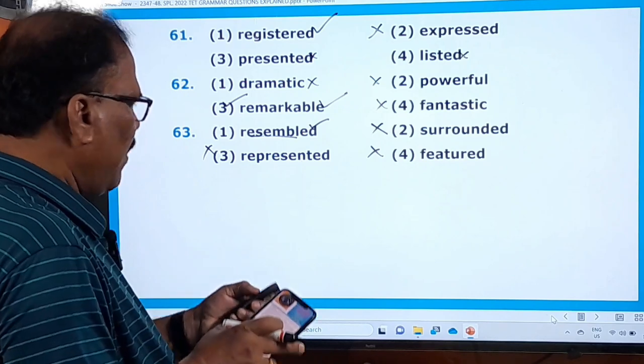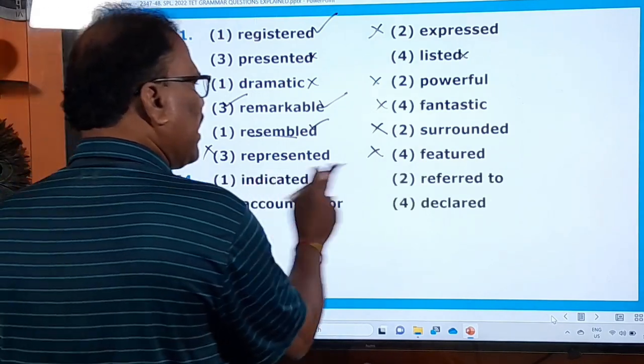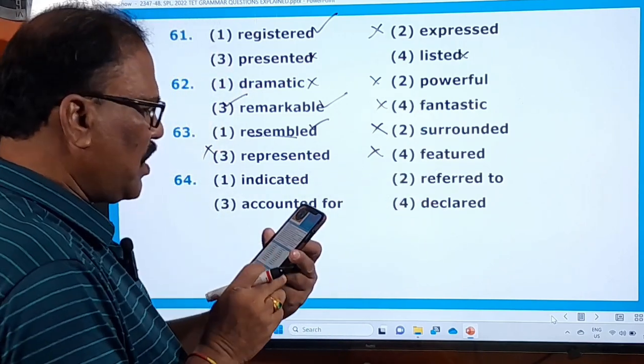Now let's go to the 64th one. Indicated, referred to, accounted for, declared. These are the four words given for this 64th blank.